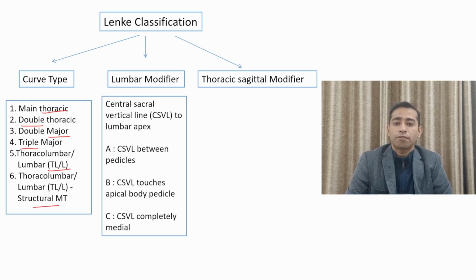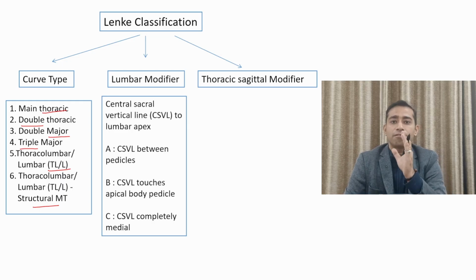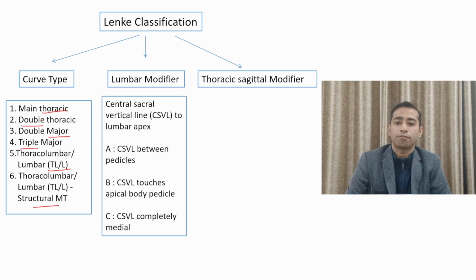For lumbar modifier, we draw the central sacral vertical line. So it is a vertical line on PA view or AP view from the center of the sacrum. Now we look at the relationship of this line with the lumbar apical vertebra. So we look at the lumbar curve because it is a lumbar modifier. We find the apical vertebra and we look at the relationship of the CSVL with the lumbar apical vertebra.